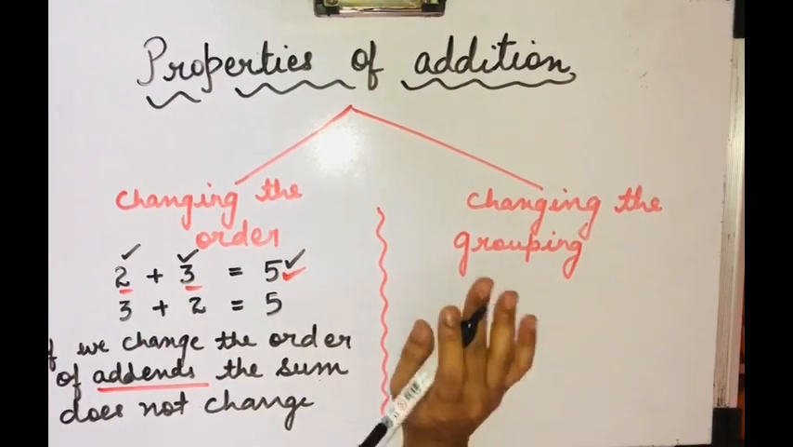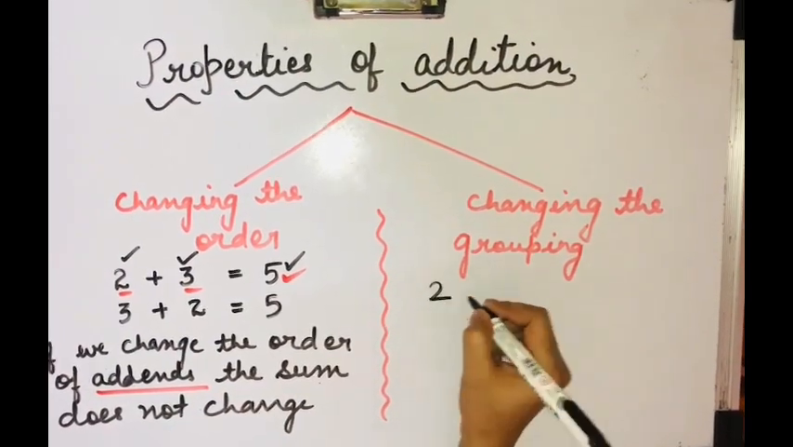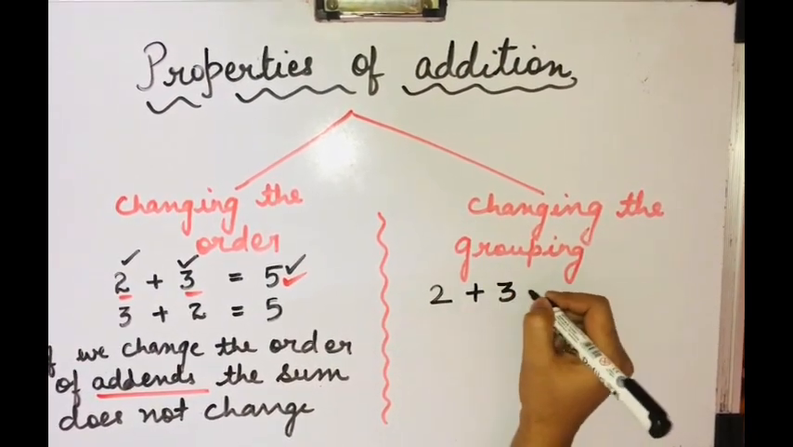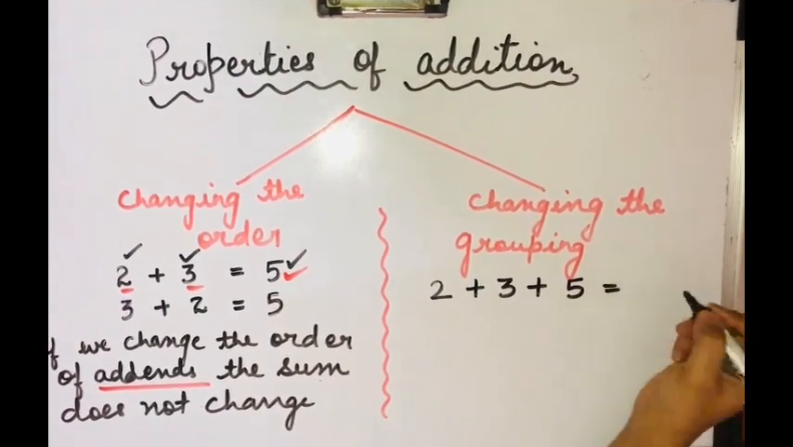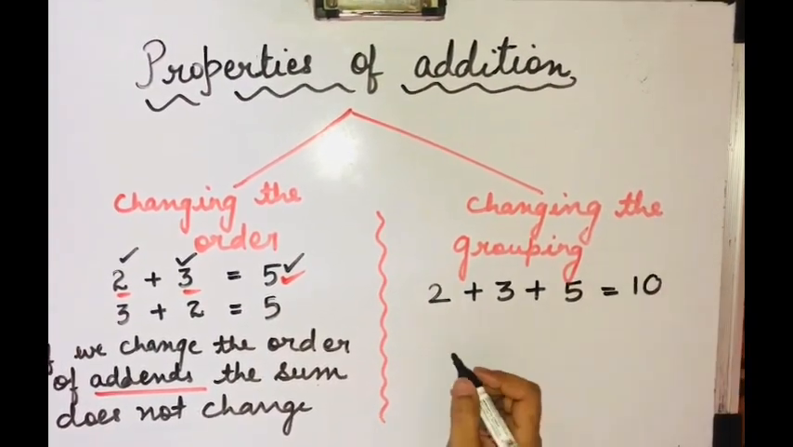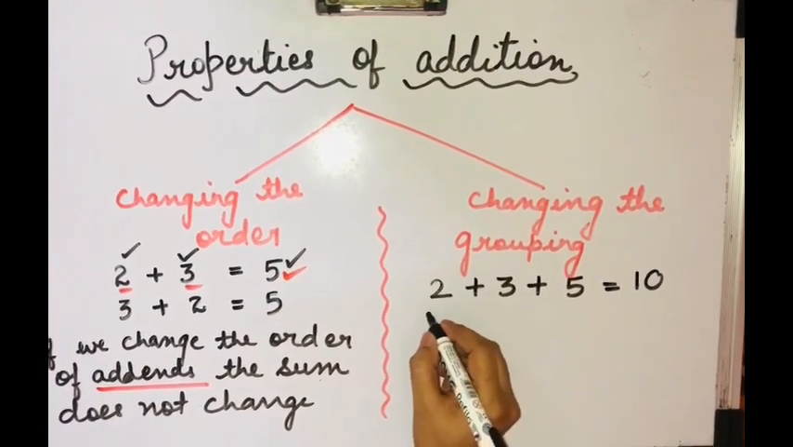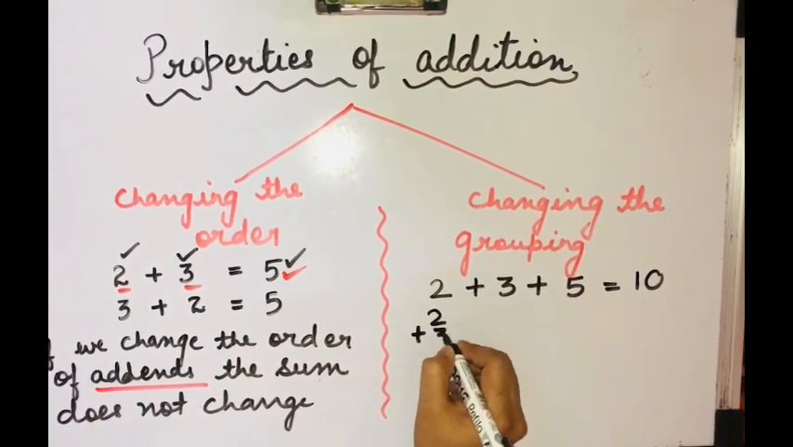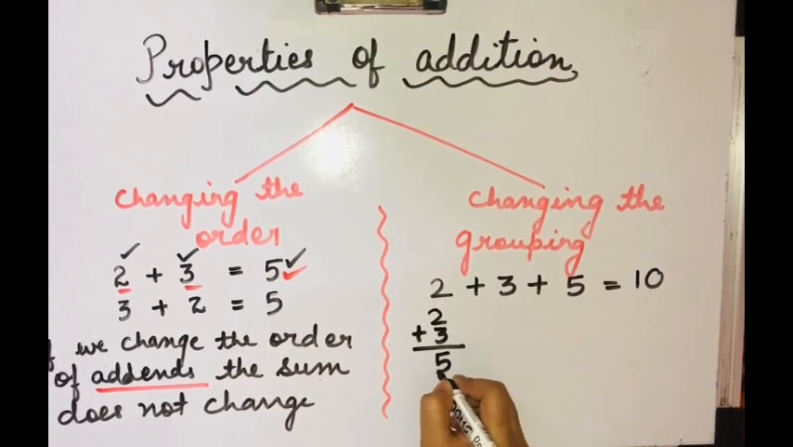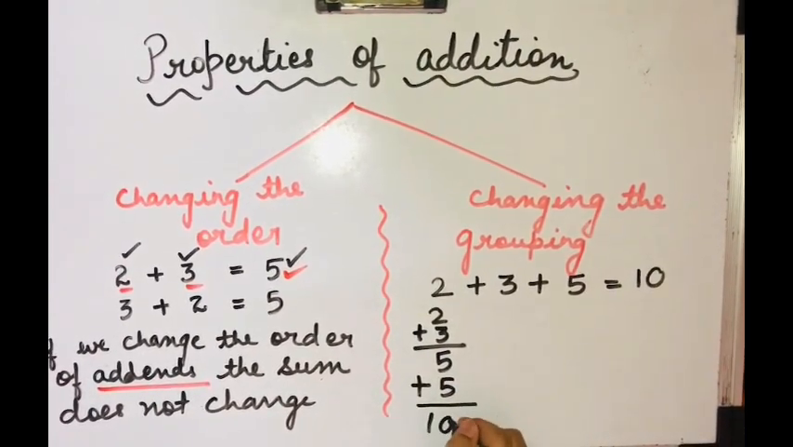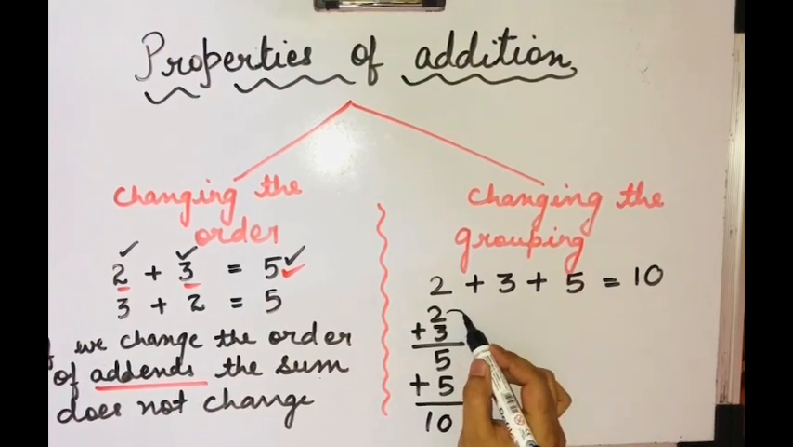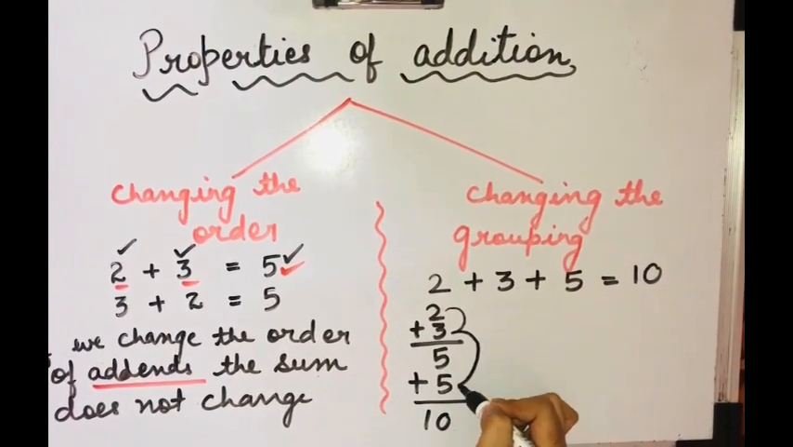Changing the grouping means, for example, there are three numbers, 2 plus 3 plus 5. We get 10. Let us check now. If we add 2 plus 3 first, we will get 5. Then this 5 we will add, we will get 10. So how did we add? We added 2 plus 3 then plus 5.